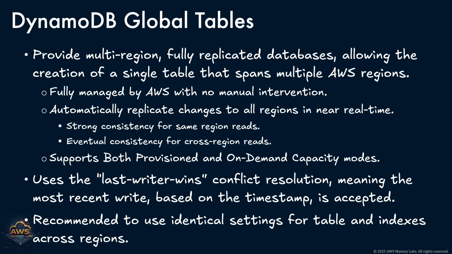To accommodate different workloads, DynamoDB global tables support both provisioned capacity and on-demand capacity modes. This flexibility allows businesses to scale their databases based on usage, whether they prefer to control throughput manually or rely on automatic scaling to handle traffic fluctuations.